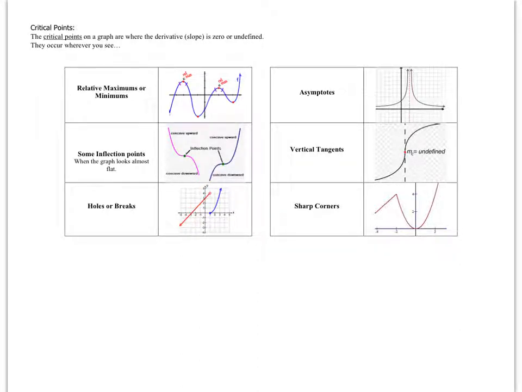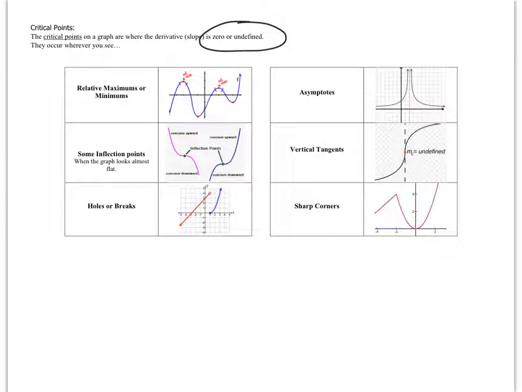In this video, we're going to learn about the information we can get using our derivatives. So when we were finding our max and mins, we were talking about critical points. And the critical points are the points on the graph where the derivative, or the slope, is either 0 or undefined. So when I see relative max or mins, my derivative here would be 0, right here, and right here. We can have what we call inflection points, so where it looks kind of flat, it's changing direction.